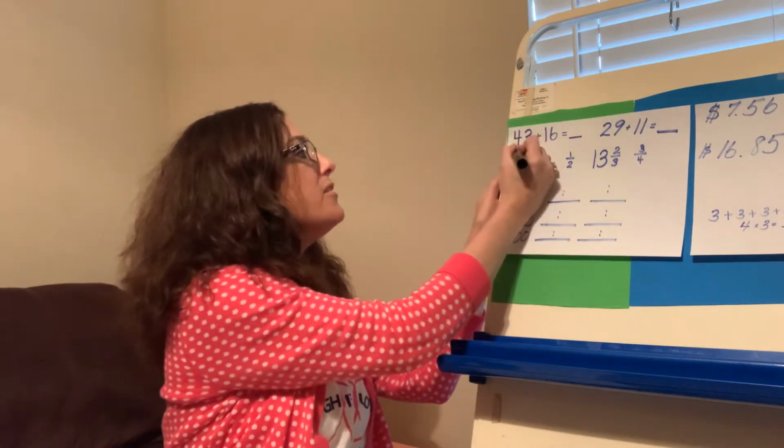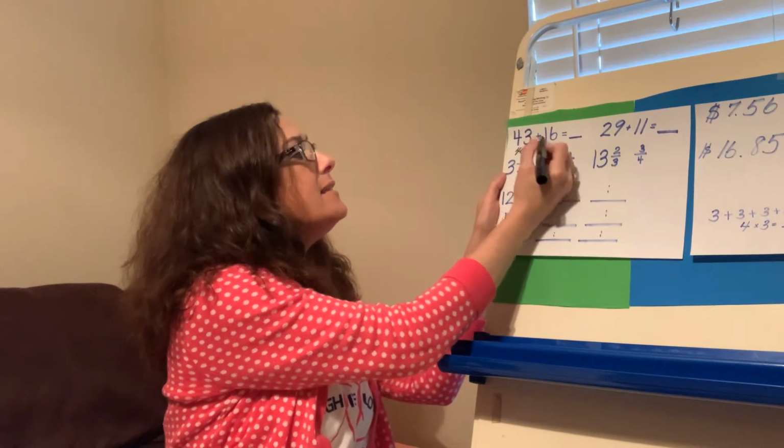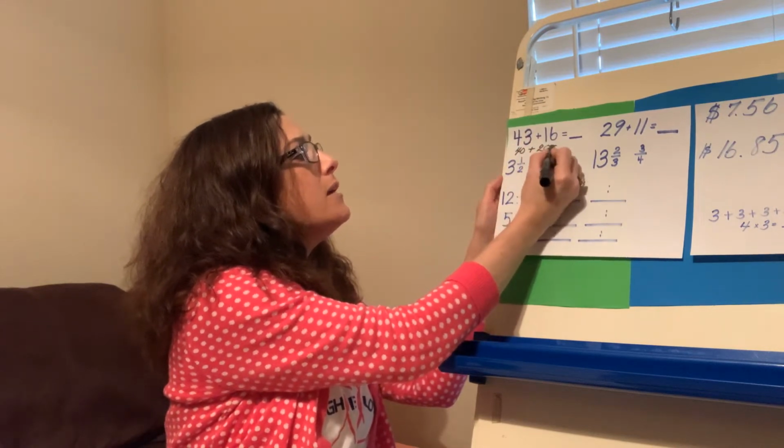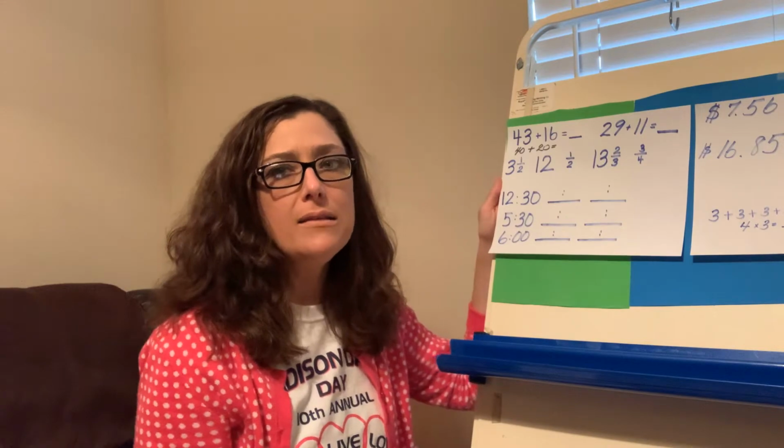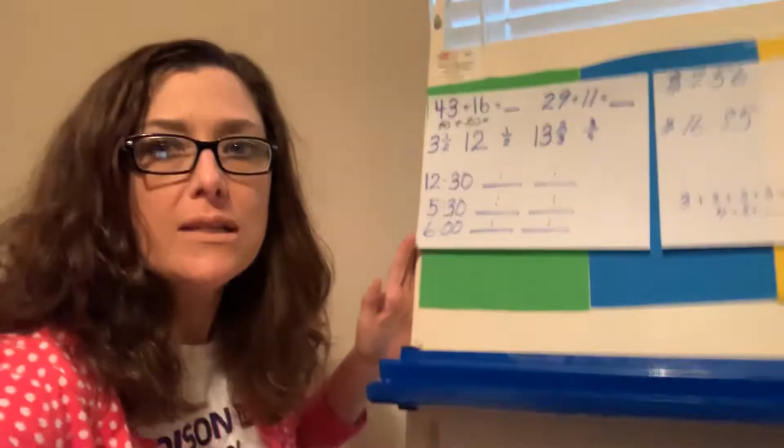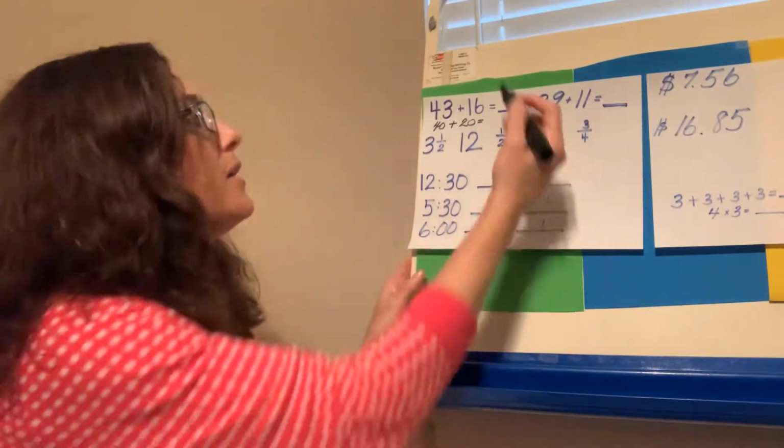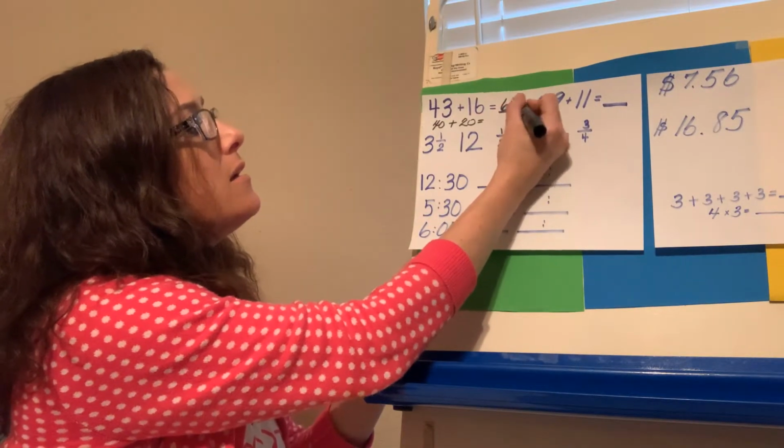We can write that underneath. And 16 rounds up to 20. So if we were to estimate the sum, I think I need to bring you up close. 40 plus 20 equals 60. And so we would write 60.